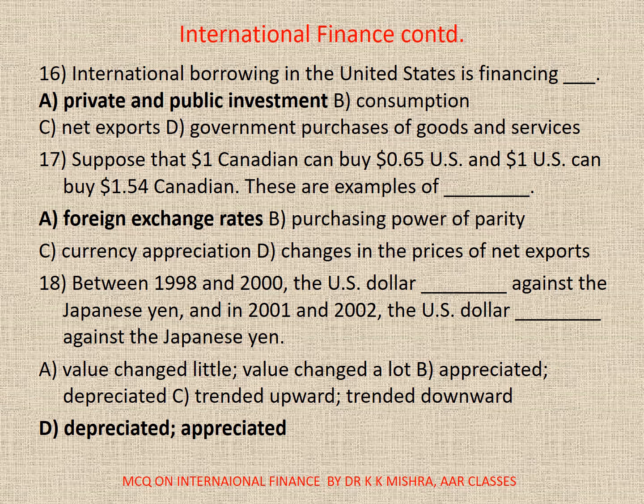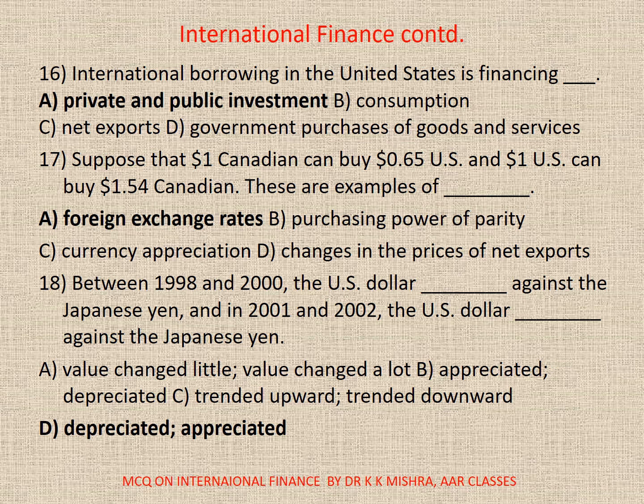16. International borrowing in the United States is financing dash. Correct option is A, private and public investment. 17. Suppose that $1 Canadian can buy $0.65 US and $1 US can buy 1.54 Canadian. These are examples of A. Foreign exchange rates. B. Purchasing power parity. C. Currency appreciation. D. Changes in the prices of the net exports. The correct option is A.